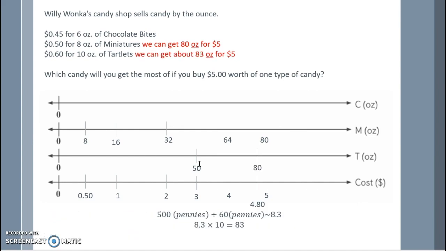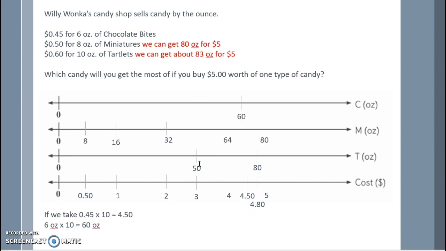So what we can do then is say, well, I have $5, the same as 500 pennies. If I divide that by 60 pennies, it gets me about 8.3. So I need to go a little bit further. 8.3 times 10 is 83, so 83 ounces for $5. So right now the tartlets are a slightly better deal.